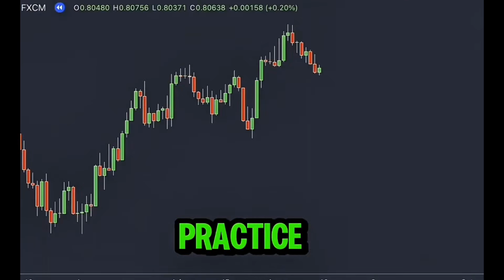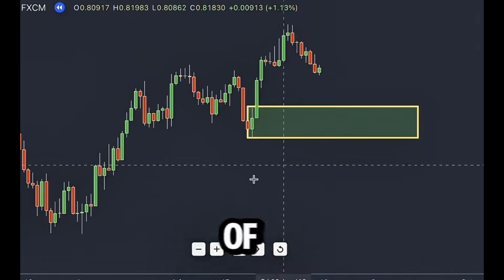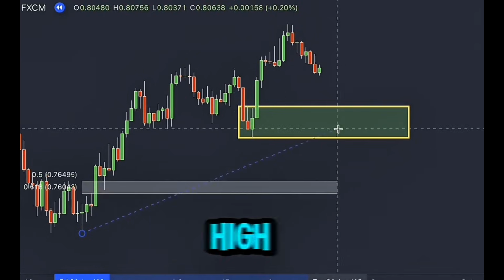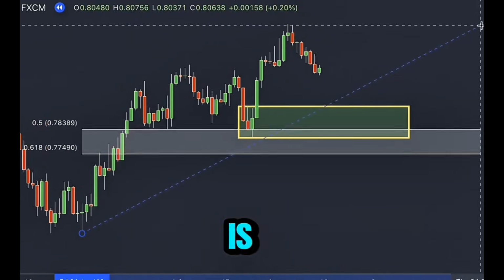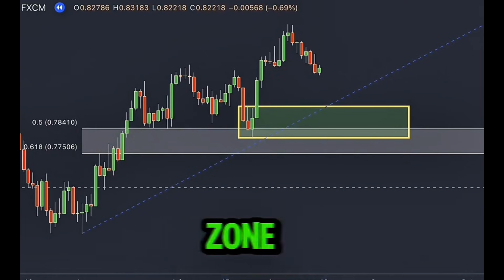Here's how it works in practice. Suppose you've identified a demand zone on your chart, and you see that the price is beginning to pull back. Instead of jumping in immediately, you can use the Fibonacci retracement tool to measure the swing low to the swing high of the recent price movement. What you're looking for is alignment with the 50% or the 61.8% retracement level. When your demand zone overlaps with one of these Fibonacci levels, you've found a golden zone.